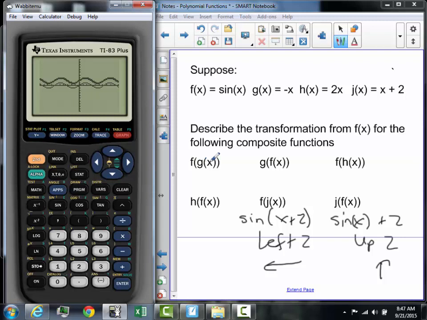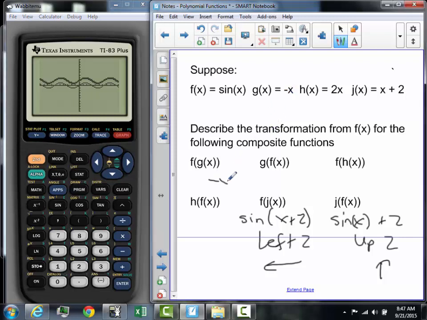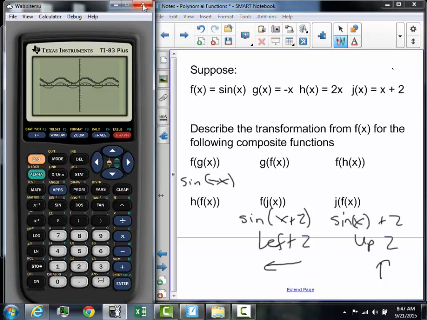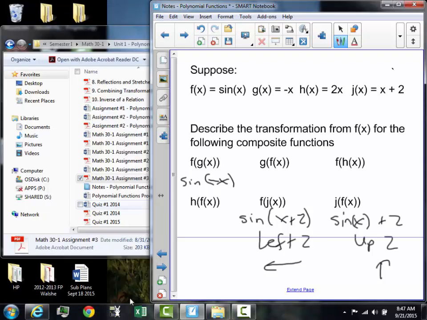What would f of g of x mean based on this stuff right here then? Well, it means take the negative x and put it inside the sine. So let's graph that and see what it does. Just need to restart my calculator.